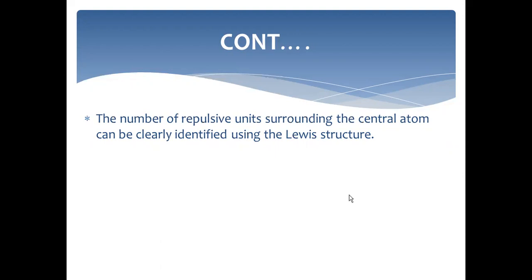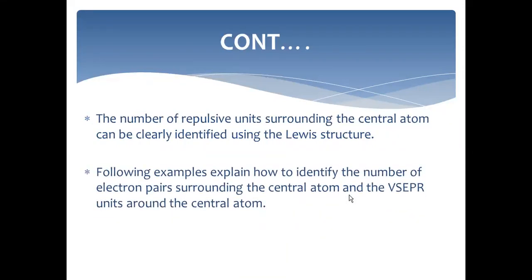If you draw the Lewis structure in the correct manner, then you can find what your VSEPR units are, how much is considered. So the Lewis structure is a basic and very important stuff for the VSEPR unit. The following example explains how to identify the number of electron pairs surrounding the central atom and the VSEPR units around the central atom. Okay, so let's move on to the examples one by one.